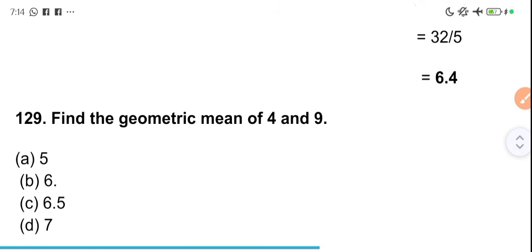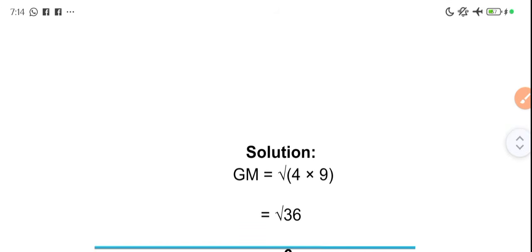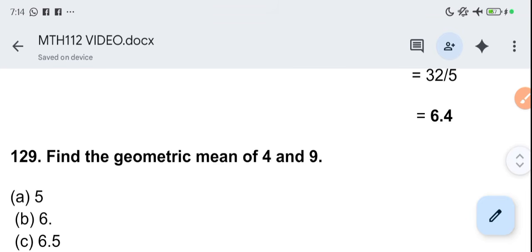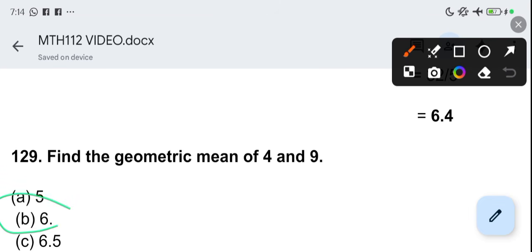So find the geometrical mean of 4 and 9. You will definitely come across geometrical mean. How do you solve for geometrical mean? You know it is the square root of the product of the two values. So 4 times 9 is 36. The square root of 36 is 6.